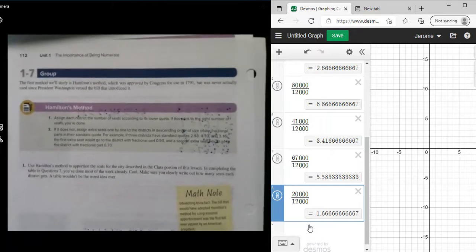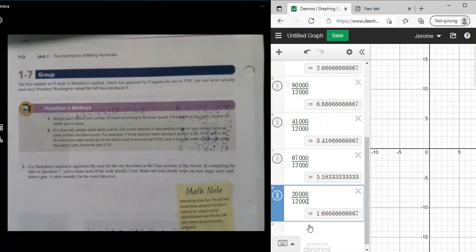And we're going to talk about some apportionment methods here. It says the first method we'll study is Hamilton's method, which was approved by Congress for use in 1791, but was never actually used since President Washington vetoed the bill that introduced it.